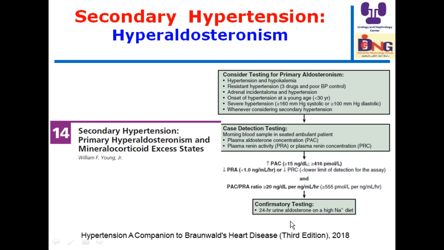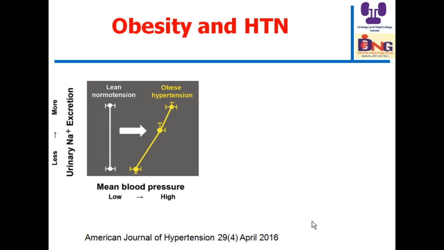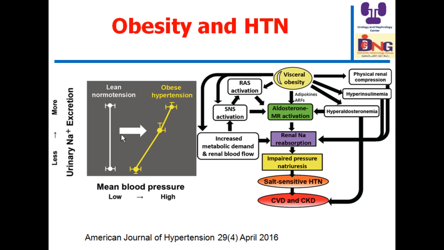In obesity and hypertension, in obese there is a problem in salt. So normally when blood pressure increases, natriuresis occurs, but this curve of pressure natriuresis is shifted in obese patients. Visceral obesity may even release aldosterone releasing factors that stimulate aldosterone, stimulating sympathetic nervous system activity and the renin-angiotensin system. All these can at the end lead to hypertension because of obesity.